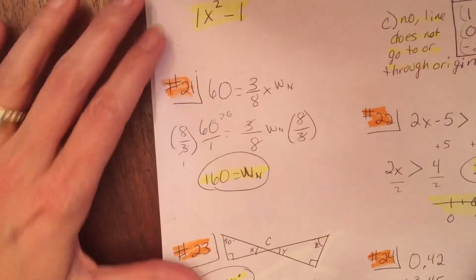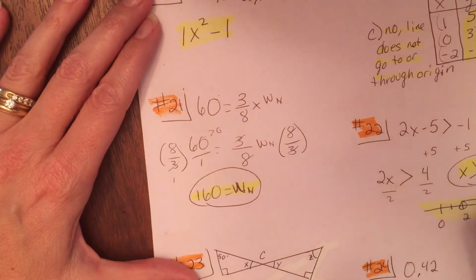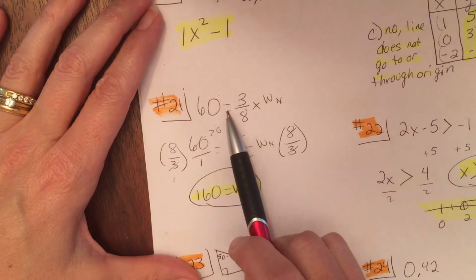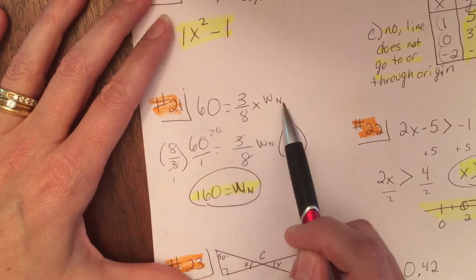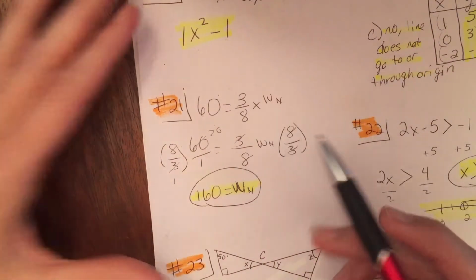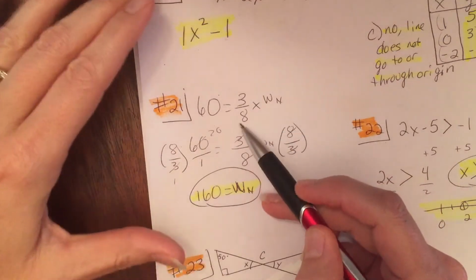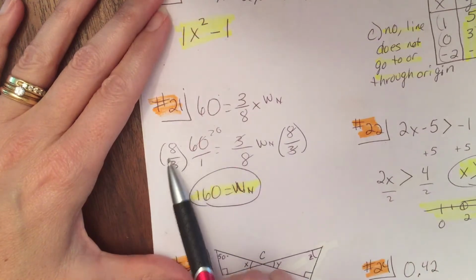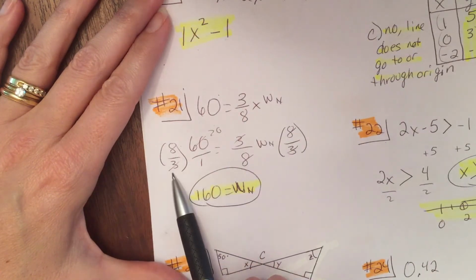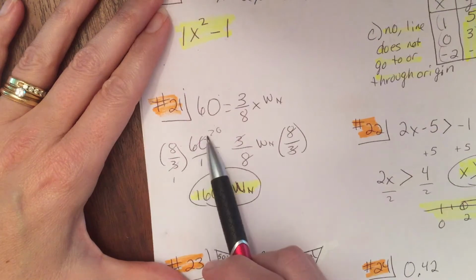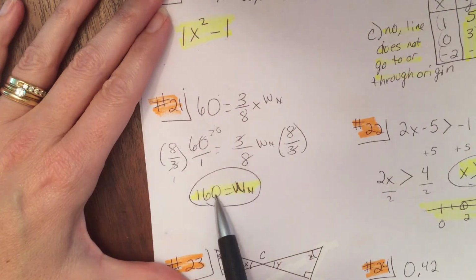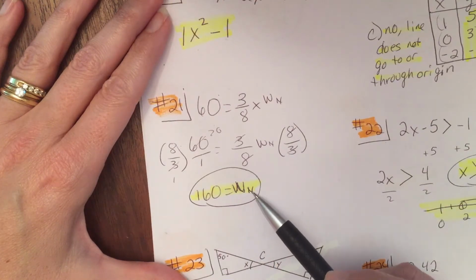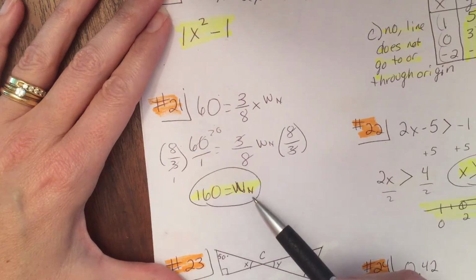Number 21, we had to make our words into an equation. 60 is 3/8 of what number? 60 equals 3/8 of is times what number? So I said, what's happening to what number? It's being multiplied by 3/8. How do I undo that? Divide by 3/8, which means multiply both sides by the reciprocal of 3/8. So I multiplied both sides by 8/3. 3 and 60 reduce. 8 times 20 is 160. My 3/8 and my 8/3 reduced. All I'm left with is what number over here. 160 is the what number.